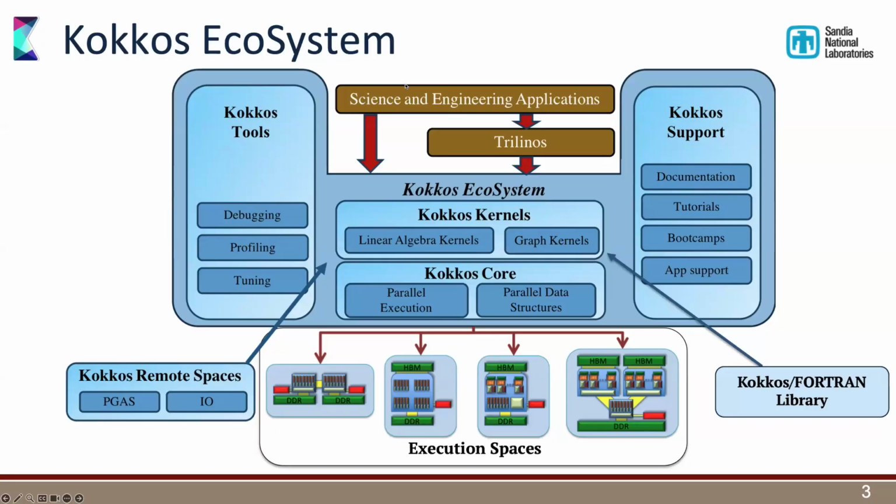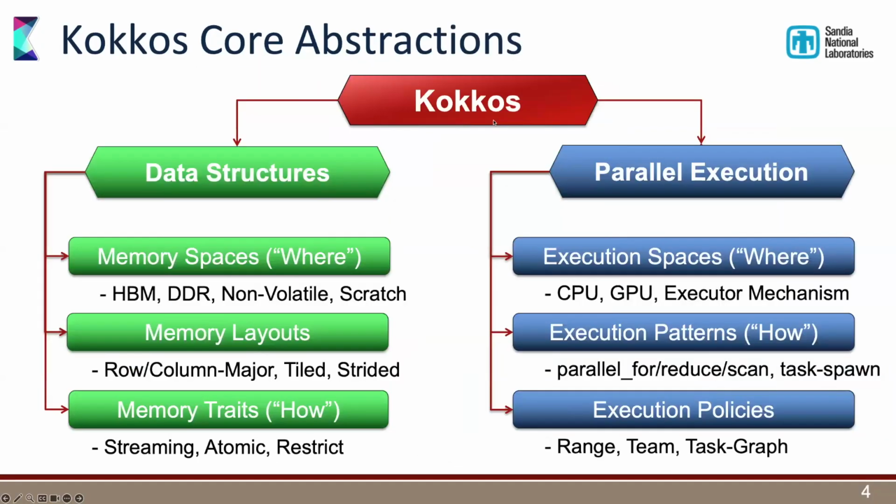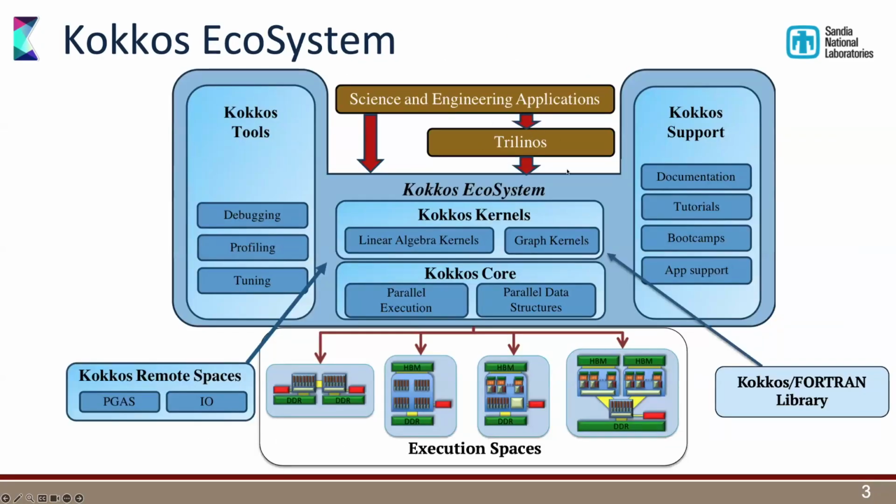It has a very wide ecosystem. Basically, you have a lot of applications, Trilinos. Then in the main core ecosystem, you have these Kokkos Kernels. Those are the math libraries, graph kernels. Then the Kokkos Core. This is your GPU or offload programming model. This defines parallel execution and data structures.